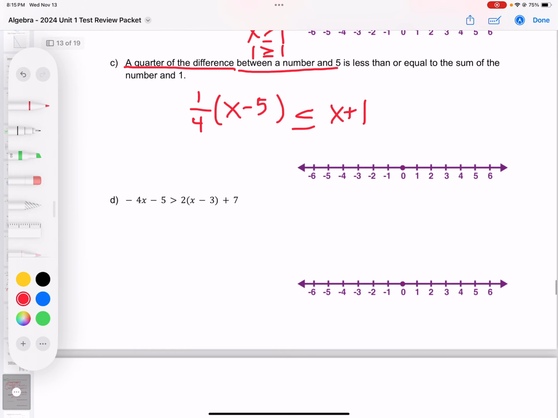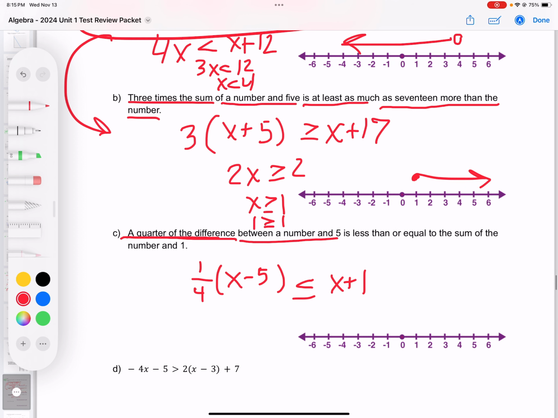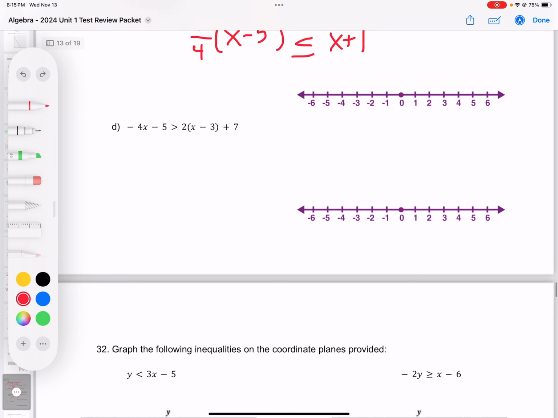And then lastly, that one's pure solving. So hopefully that rundown is helpful. Literally just start to read it and then build whatever you need to build, then continue reading. Like do it in pieces. Reading the entire a quarter of the difference between a number and 5 is less than or equal to the sum of a number and 1 is totally overwhelming. So start to read, and once you have something buildable, build it.